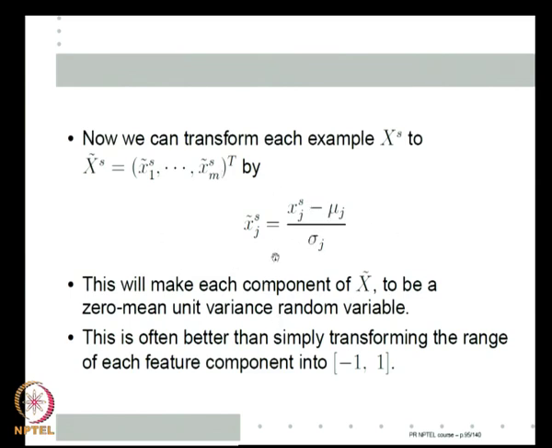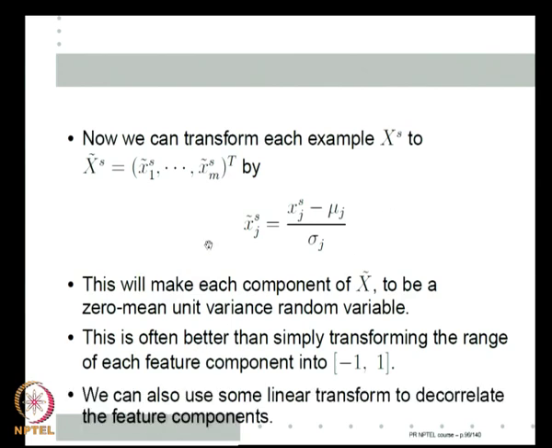As a matter of fact, here of course I am only individually making them zero mean unit variance. I am not doing anything about correlations between them. A similar linear transformation is possible so that different feature components can be uncorrelated or decorrelated, so that learning can be much more effective. We will look at such transforms when we do what is called PCA, principal component analysis. So this is about normalizing inputs. So I have to normalize inputs.